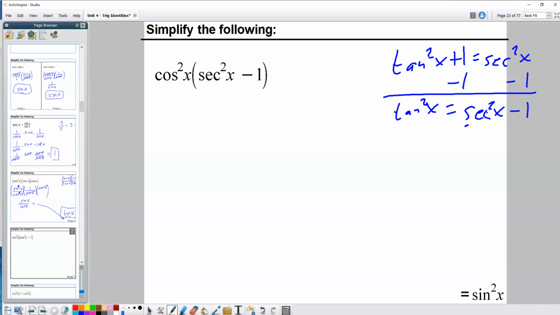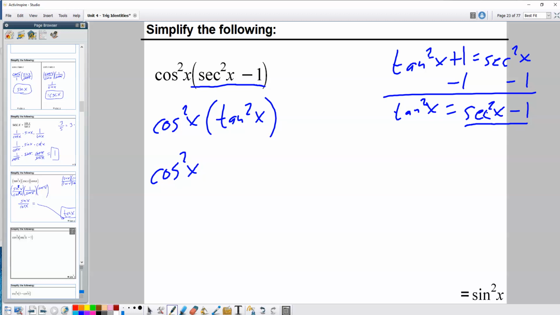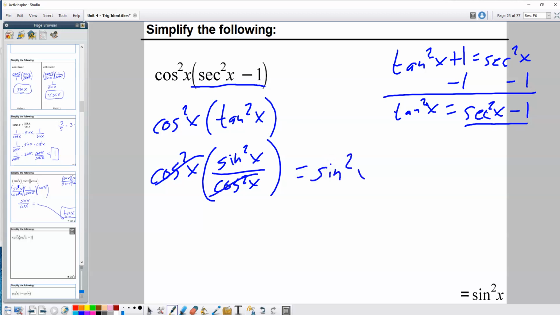Okay? So this is right here. So I could substitute tangent squared of x in for that. So I've got cosine squared of x times tangent squared of x. And tangent squared of x, I could rewrite that as sine over cosine. And then I can zap that with that, and I'm left with sine squared of x.